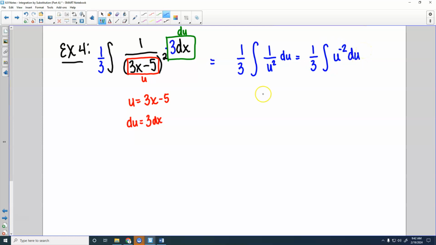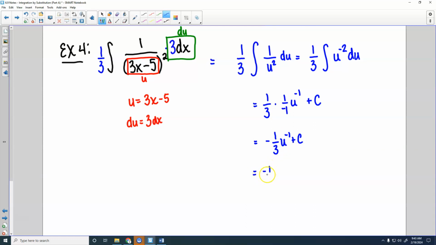So now we can just use our power rule to integrate here. The 1/3 hangs out front. We'll get u to the negative 1, and then we'll divide by that negative 1. You can write that if you want, or just make that 1/3 negative. And that du turns into a plus c. And so that's going to give us negative 1/3 u to the negative 1 plus c.